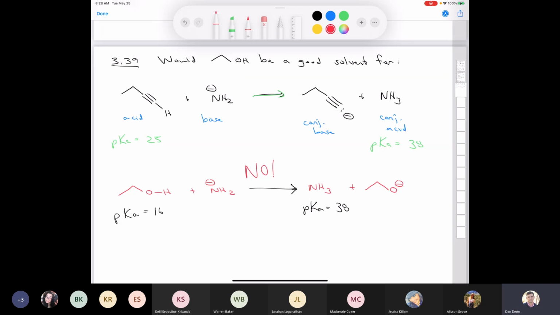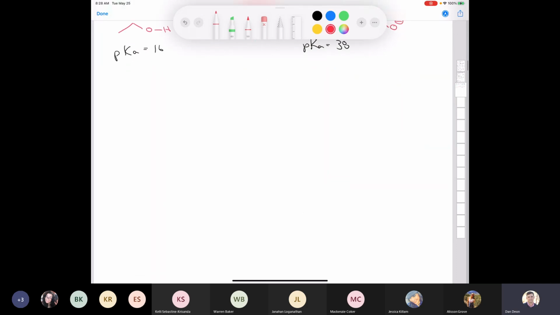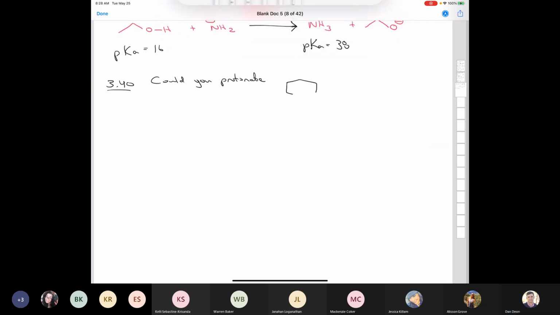In the same vein, let's take a look at question 3.40. It's not the same question, but it's asking you, could you protonate this base, and this is called a benzoate. If you look at the ingredients on foods, you'll see sodium benzoate in it. So this is sodium benzoate. So with water, could you protonate this with water?